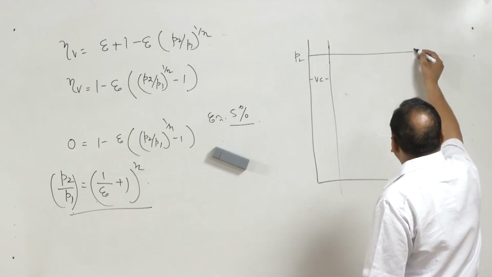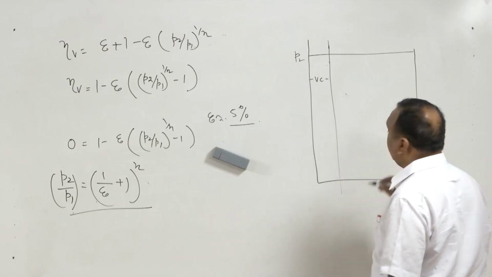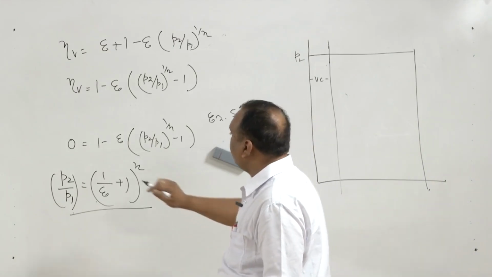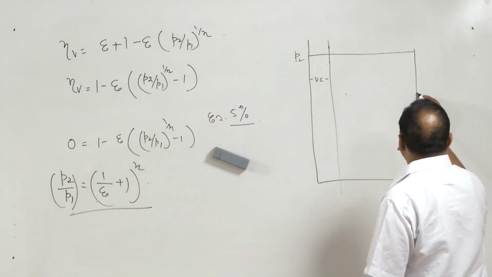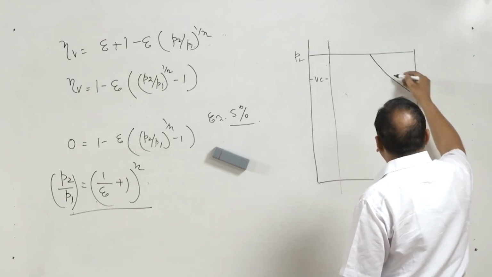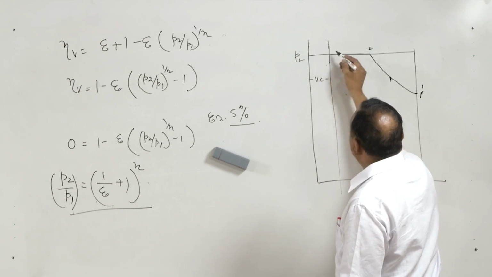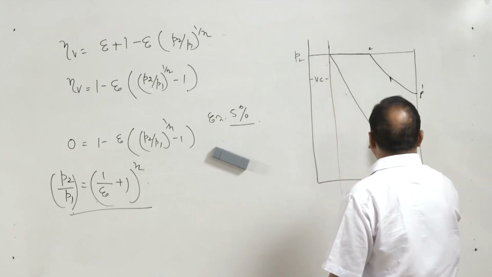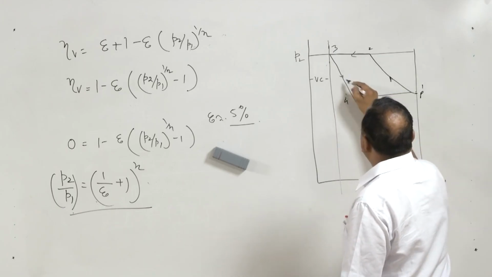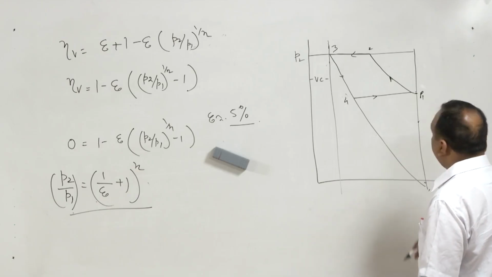If we keep on reducing P1, let us see at what stage we will be getting the volumetric efficiency as 0. So starting from P1 here, the vapor is compressed from 1 to 2, then constant pressure discharge, and then expansion takes place. So we can locate the points 1, 2, 3, 4 here. Now we reduce P1 to, let us say, somewhere here.